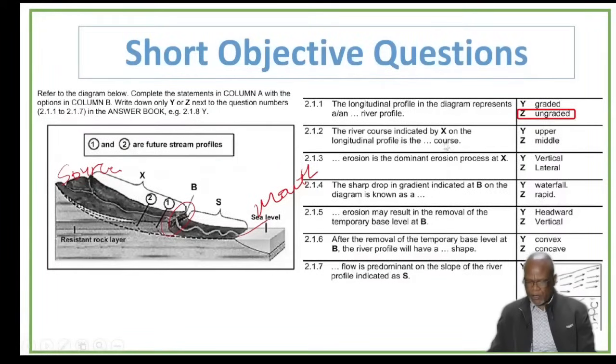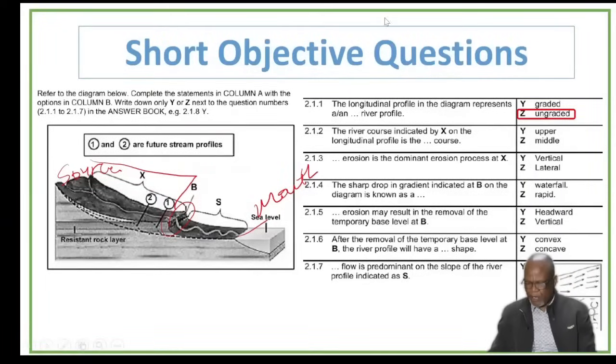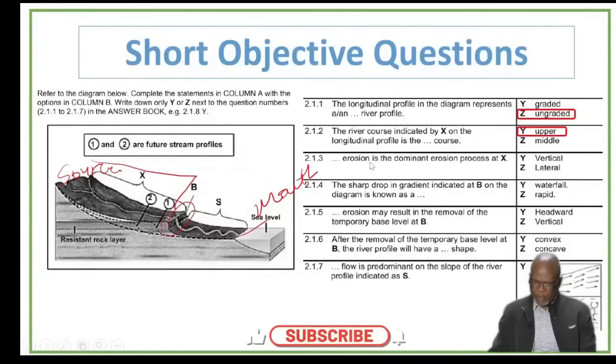The river course indicated by X on the longitudinal profile is there. At X, this point X here, what is it called? Is it upper or middle? So it is still upper course there. This will be the upper course of the river.